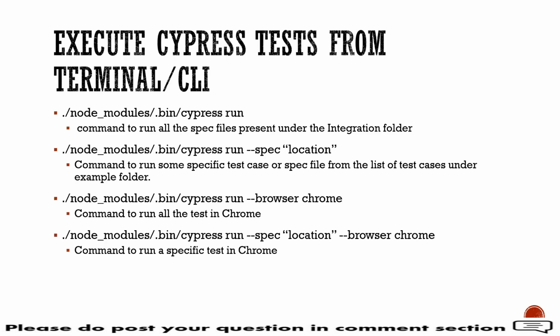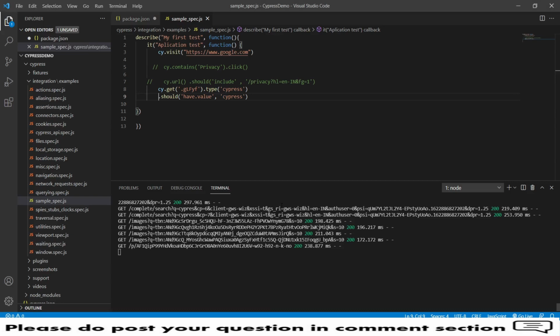Executing Cypress tests from the terminal or CLI. So we have different commands to run. We can use node modules bin Cypress run, which will run all the folders or all the test cases under integration. Even though there are multiple folders under integration, it will run all the folders or tests. And if you wanted to run any specific test, you can provide like this: Cypress run space hyphen spec and the location of that particular test case. So if you wanted to run on different browsers, or you wanted to run a specific browser, you can provide a browser. So let's jump into VS Code again.